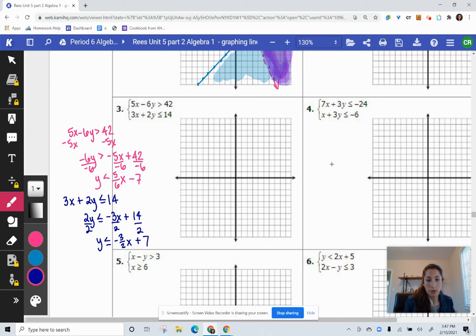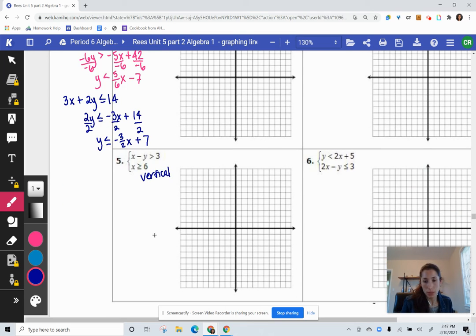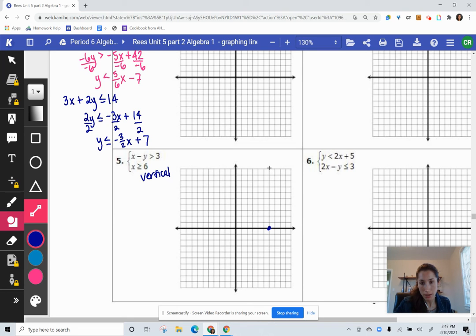Question 5, you're going to have to convert the first one. And then remember, the x is greater than or equal to positive 6. That's a vertical line through positive 6. So we can do that one together. So 1, 2, 3, 4, 5, 6. And it's going to be a solid line that goes through that vertically. And that's because any point that exists on that line is part of that solution. It's 6 or greater.